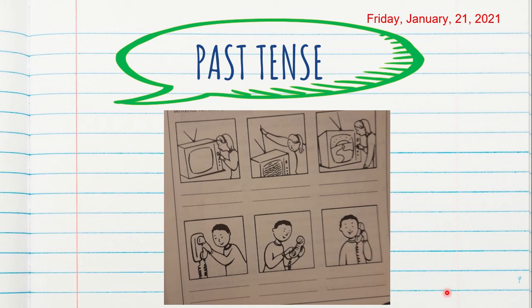Okay? So you will tell me what is the girl doing in the picture. And you will use a past tense. Okay? Like she turned the TV on. Or she looked the screen. Okay? You have to use 6 different verbs. And that will be it.